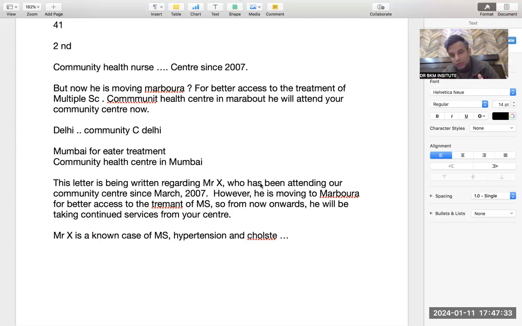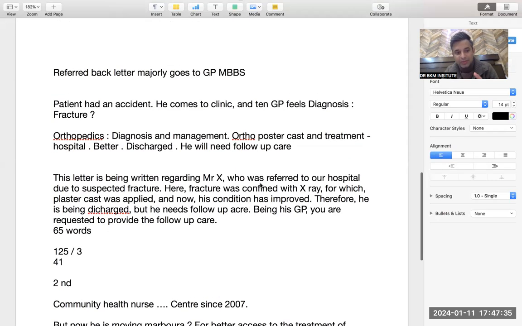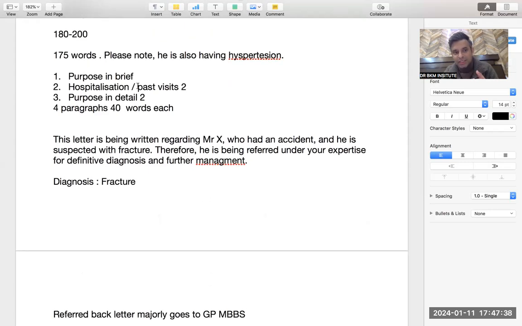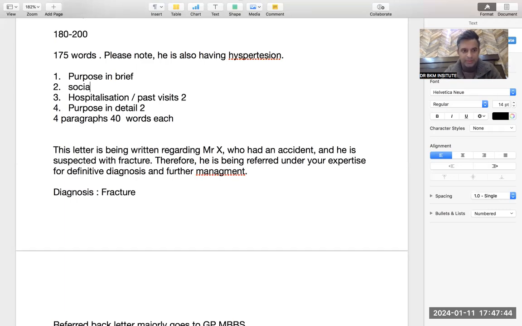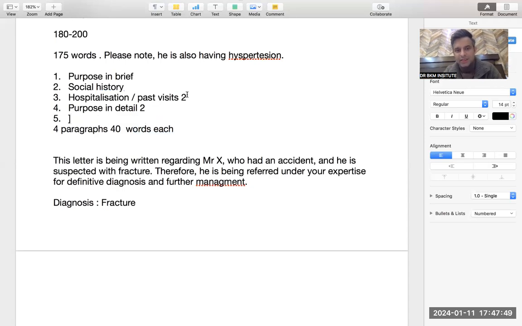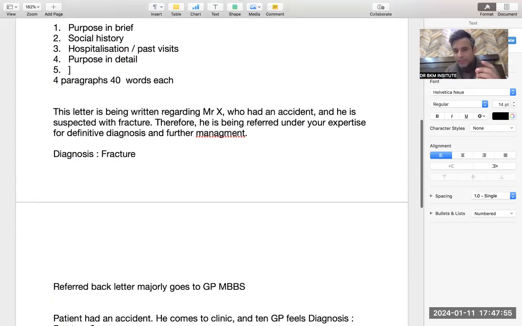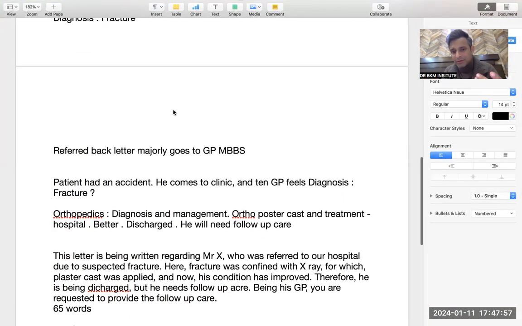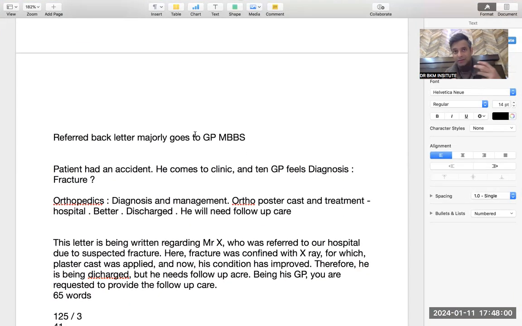If the letter is very smooth and nicely written: first paragraph purpose, second paragraph social history and medical history, third paragraph hospitalization, fourth paragraph purpose in detail, you are all good to get a B grade. Nothing to worry. So this is what I expect. These are the common letters which are coming, because there are different letters. The purpose is that a person has been attending our community center. Now he is moving to some other area for a reason. So from now onwards, he will be attending your community center.